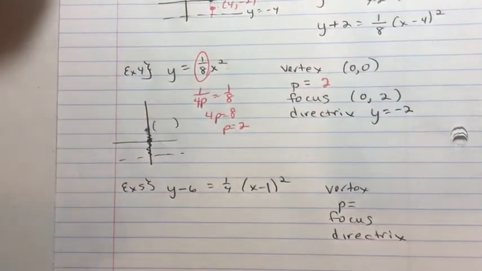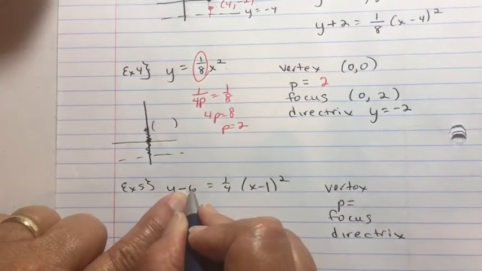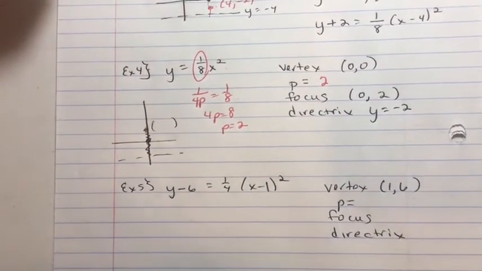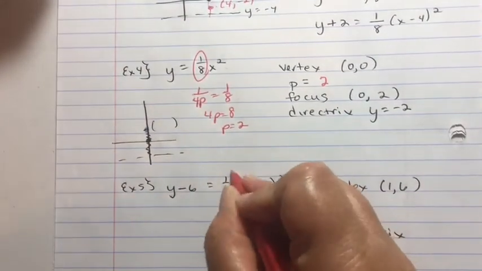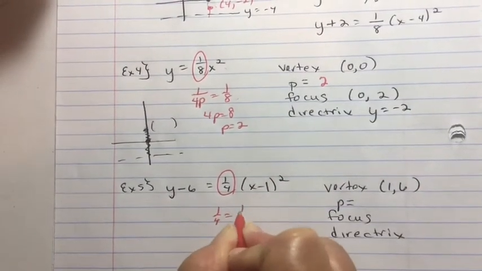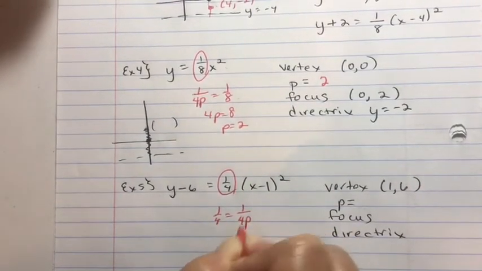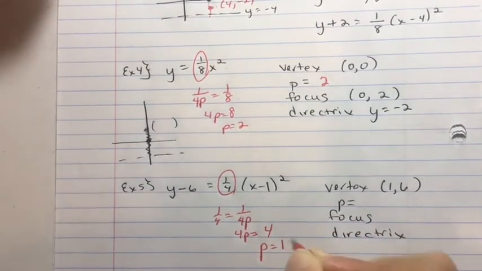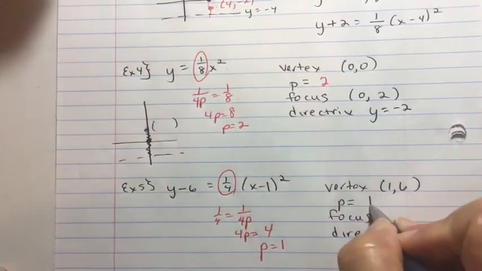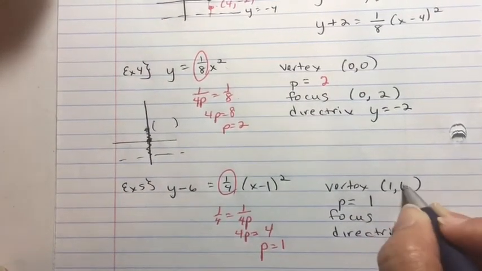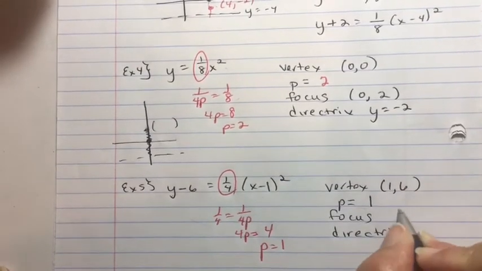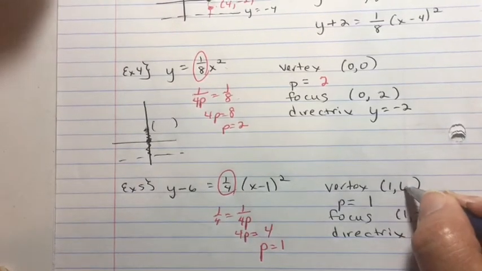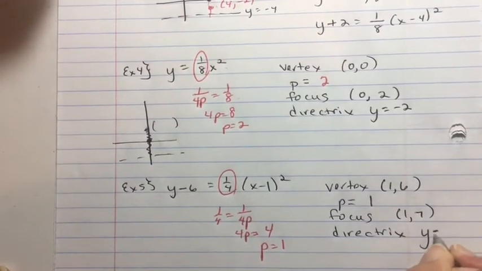Okay, it's easiest to start with the vertex. So the vertex would have a y of 6 and an x of 1, so (1, 6). 1/4 is the 1/4p term. So can you see that the 4p equals 4? So you would just have a p of 1. So the focus is 1 above the (1, 6), therefore it's (1, 7). And the directrix is the line 1 below the 6, so y equals 5.